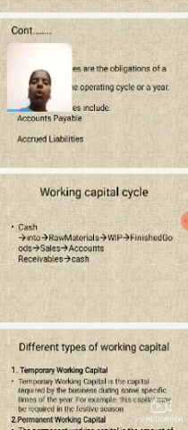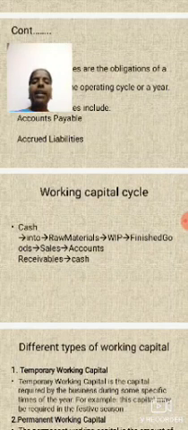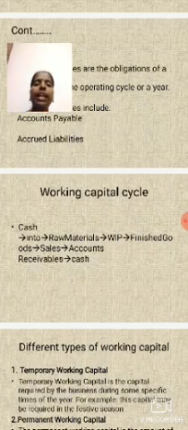In a firm or organization, why is there a need for working capital? It will be explained by using the working capital cycle. Let me explain the working capital cycle. It starts with cash, and cash is converted into raw material. Raw material then crosses the stage of work in progress into finished goods, and finally sales.